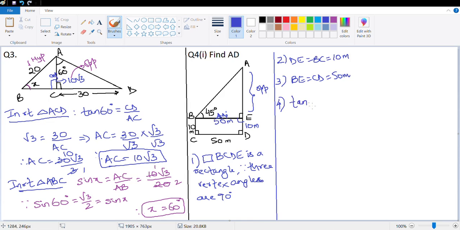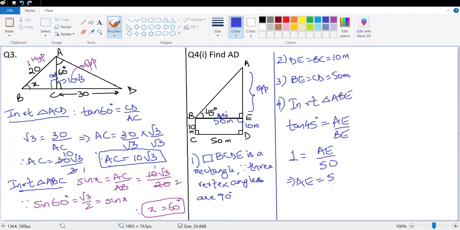Before that, let's specify which triangle we're looking at. So in right triangle ABE, tan 45 degree is equal to AE upon BE. Tan 45 degree is 1 is equal to AE upon 50, which means AE is equal to 50 meter. Therefore AD is equal to AE plus DE, which is equal to 50 plus 10.